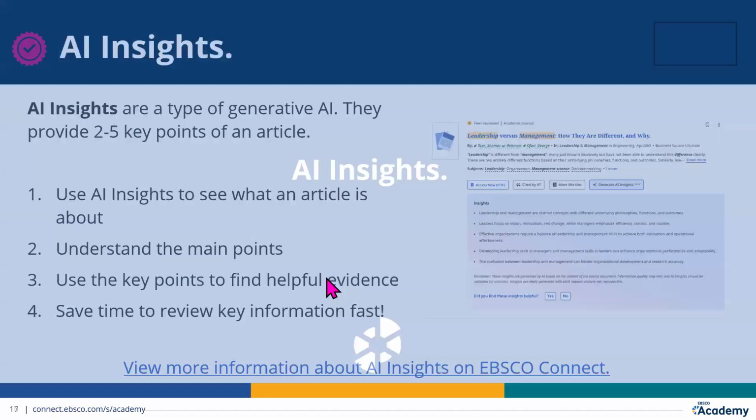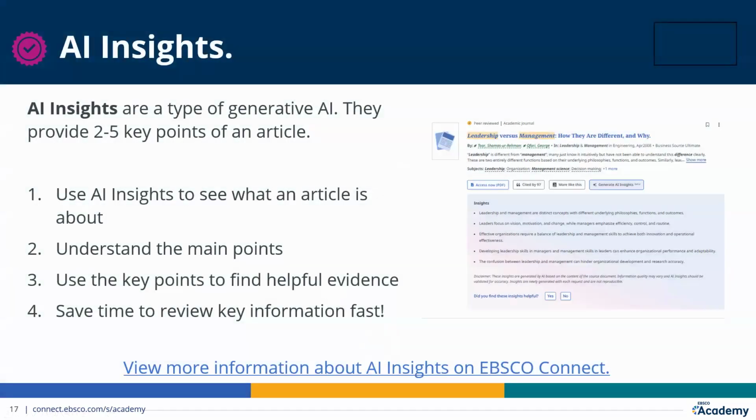Okay, moving on from there, AI Insights. So this is our other type of AI tool, and this is a type of generative AI. The purpose of this is to provide 2 to 5 key points of an article that is grounded in the full text. So some reasons that you might use AI Insights is it can be helpful to see what an article is about, not just relying on the abstract, but getting the key points from the full text. And this again can help you understand those main points, help you to evaluate that piece of research.